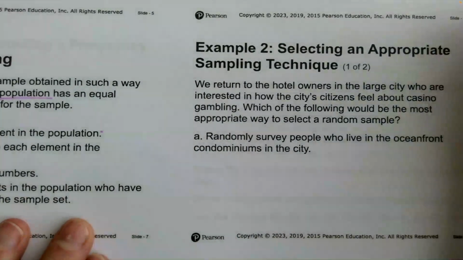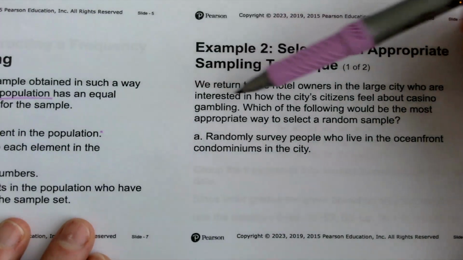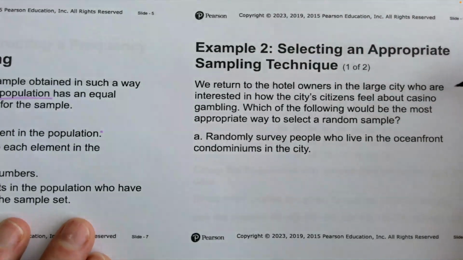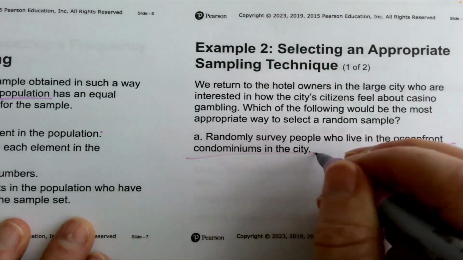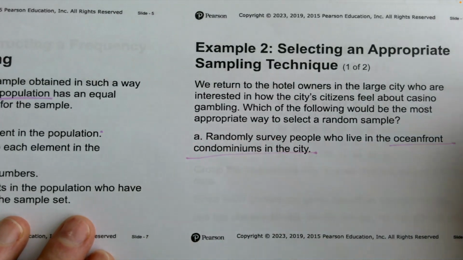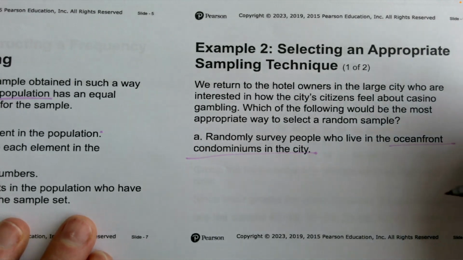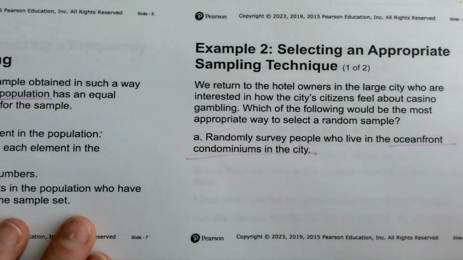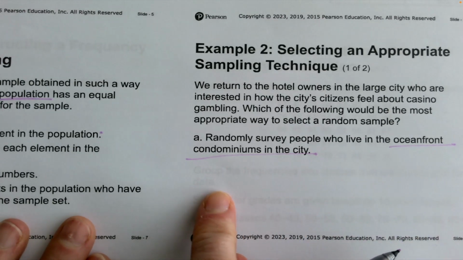Another example of how someone could collect data: this time the hotel owners decide to only select oceanfront condos in the city. These are most likely the very wealthy people. They're worried about their property values. So, do you think they would be for or against it? Most likely not. And this is also not a random sample.